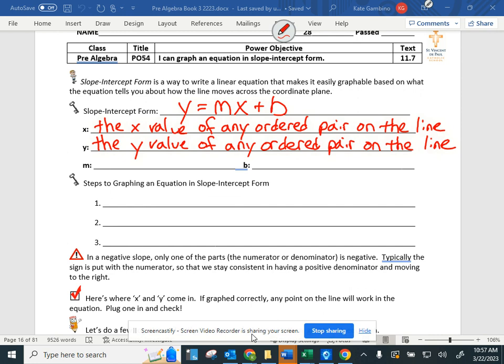The m is our slope. And we know how to find a slope. We've worked with slope. The b is our y-intercept. What about the x? This is the information that we need for this equation, the slope-intercept form. This is what's important.